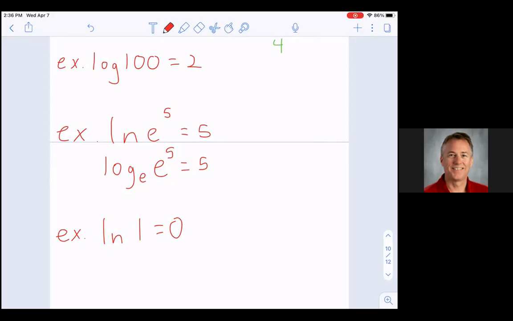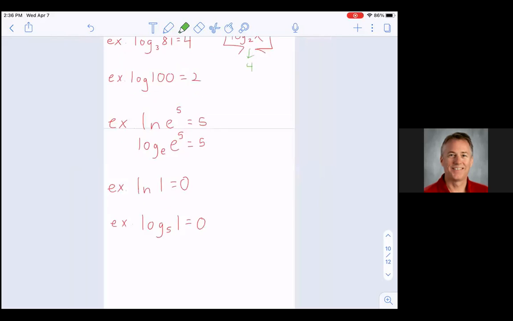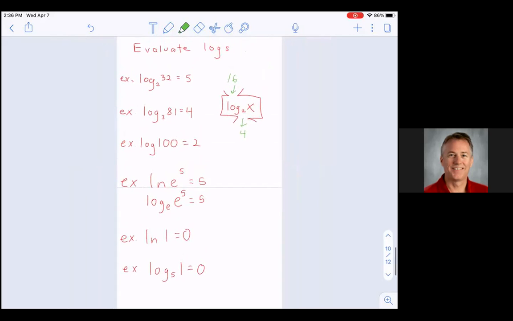Okay. Makes sense? Same if I said log base 5 of 1. That's also equal to 0. Because that's saying 5 to what power is equal to 1? Well, 5 to the 0 is equal to 1. All right. Any questions on that before I move on a little bit? All right, good.